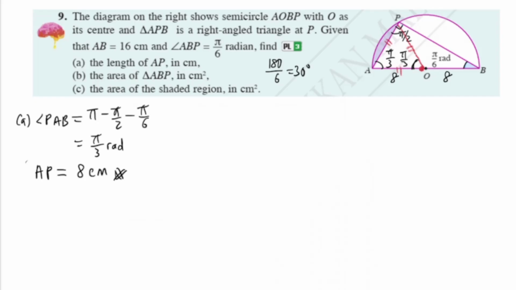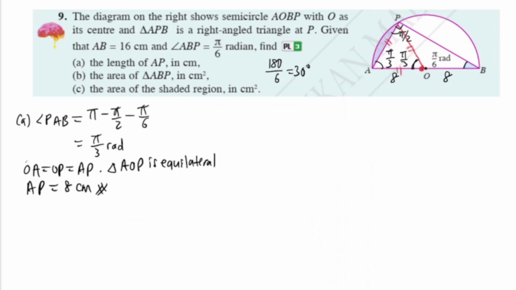Must I mention here that OA equals OB equals AB? So triangle AOB is equilateral. If it's equilateral, so AB must be 8. They're all equal length, right? Okay lah, no need to mention equilateral. I already say that equal length already.